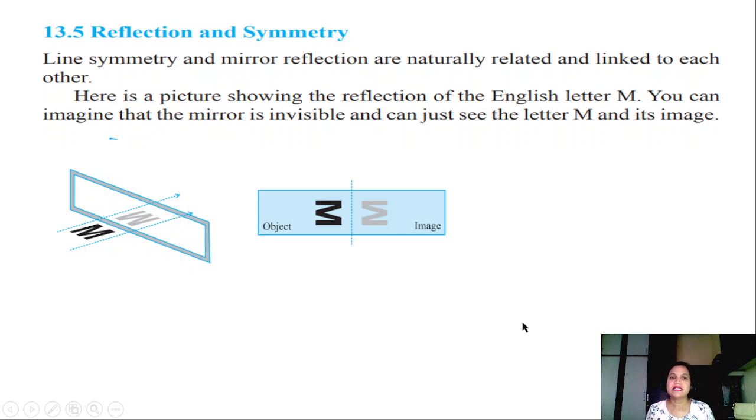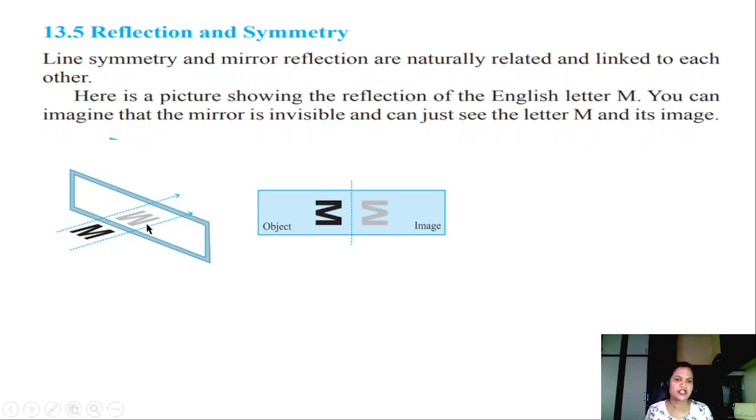You'll find a symmetry in reflection in the mirror. The line of symmetry and the mirror reflection are naturally related and linked to each other. Here the picture shows the reflection of the English letter M. You can imagine the mirror is invisible and you can just see the other letter M.